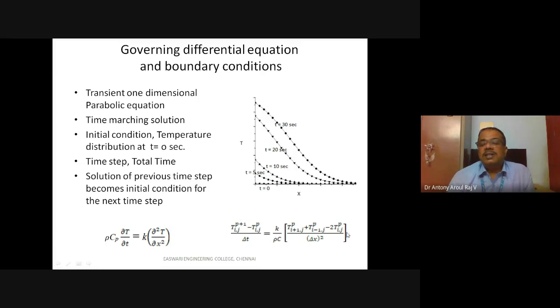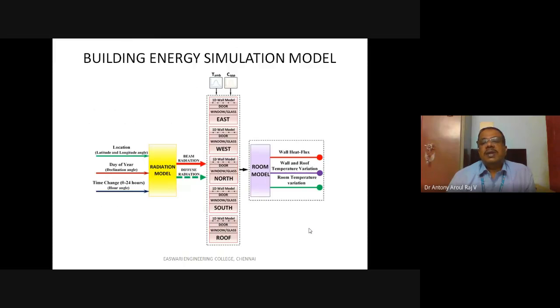You might be wondering, what is this? This is the algebraic equivalent of the differential form, del square T by del x square, and it is given by this. It is usually derived from the Taylor series. When we go for CFD, we will discuss this also. I will take a session on how we are discretizing. And after that, how my building energy simulation software will work.